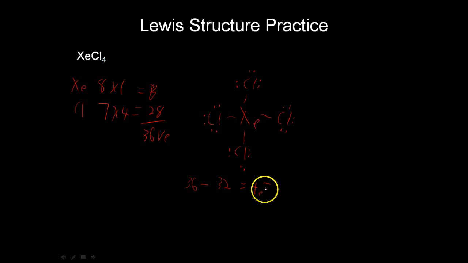Well, remember the rule. If you have electrons left over after you've placed octets around all of the outer atoms and an octet around the central atom, you use an expanded octet. So we're going to put those last 4 electrons on that central atom. That is our Lewis structure for xenon tetrachloride.